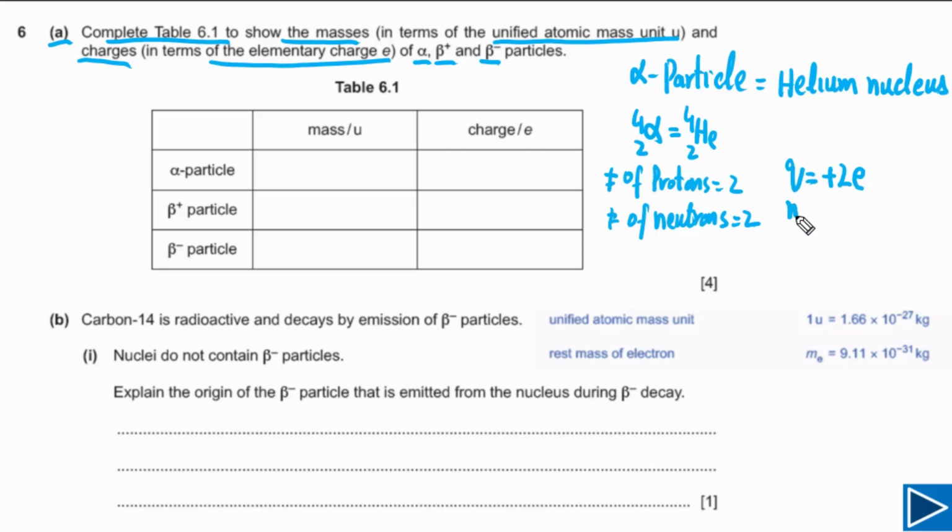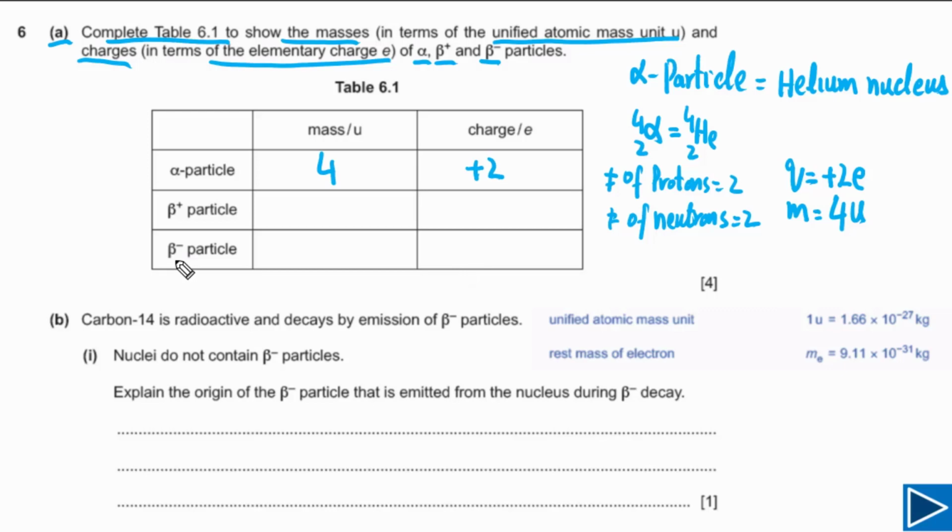And the next question is asking us about the mass of alpha particle. Alpha particle consists of 2 neutrons and 2 protons. Mass of proton is about equal to the mass of neutron, and the mass of proton or neutron is almost equal to 1u. So as it consists of 2 protons and 2 neutrons, the mass of alpha particle is equal to 4u. That's all we need to write down for alpha particle. So simply we can write down 4 here because the unit is already given, and the charge on alpha particle is plus 2.